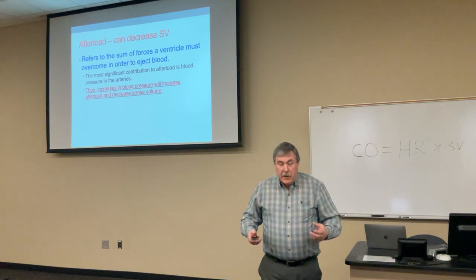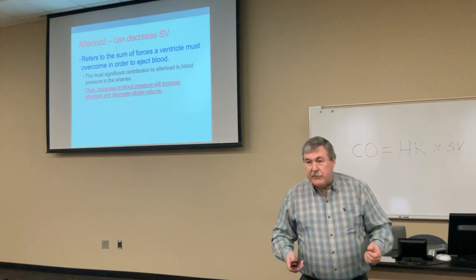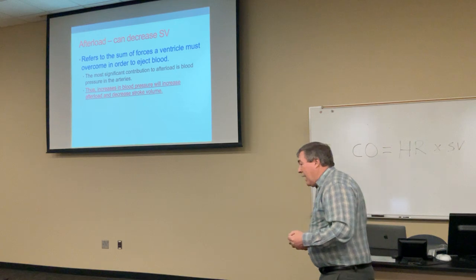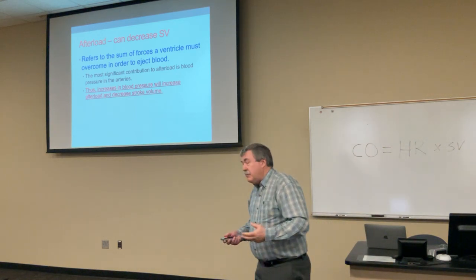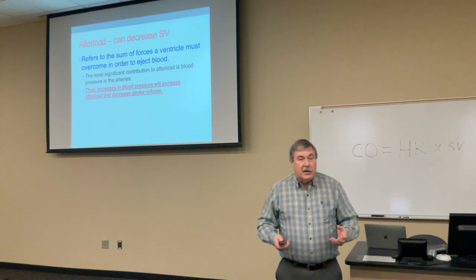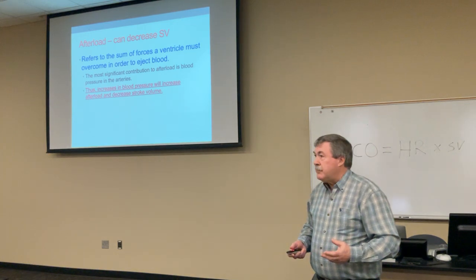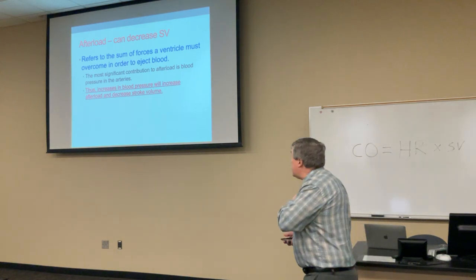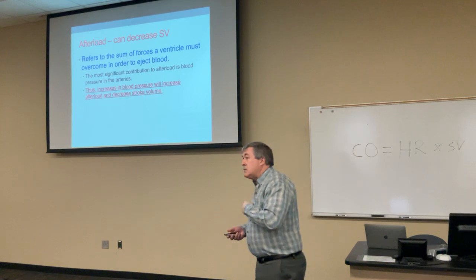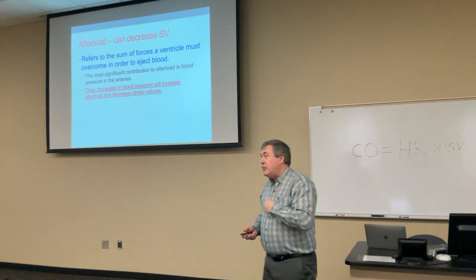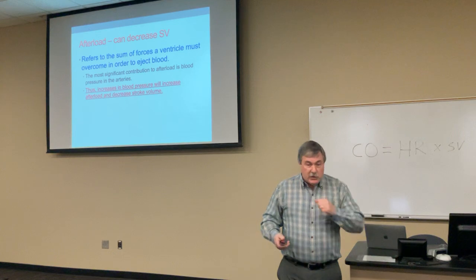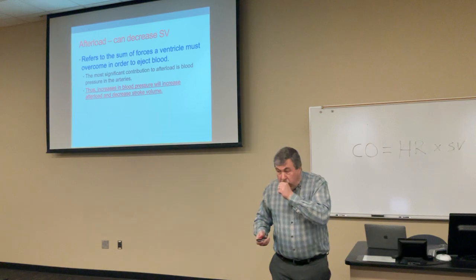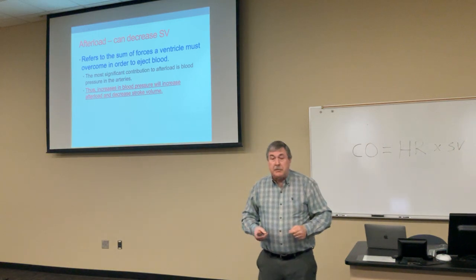Now, a third factor that affects stroke volume is called the afterload. And the afterload is mainly just the resistance to the pumping of blood by the heart. And one of the most significant contributors to afterload is hypertension, or high blood pressure. Hypertension is when the pressure of the blood in the arteries is higher than normal.